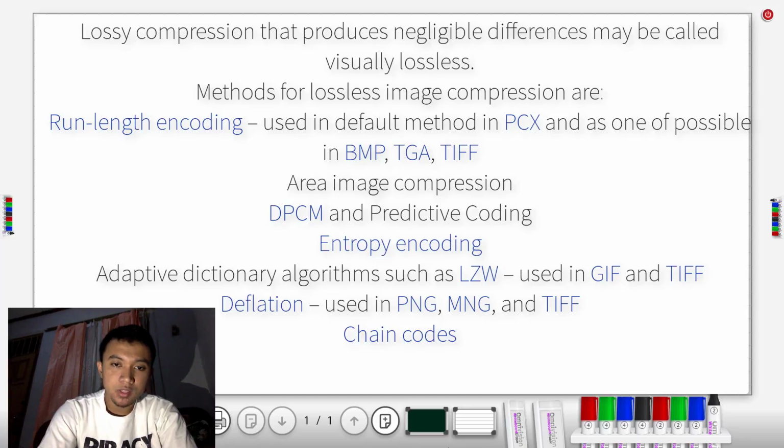LZW, used in GIF and TIFF. And then deflation, used in PNG, MNG, and TIFF. And the last one is chain codes.